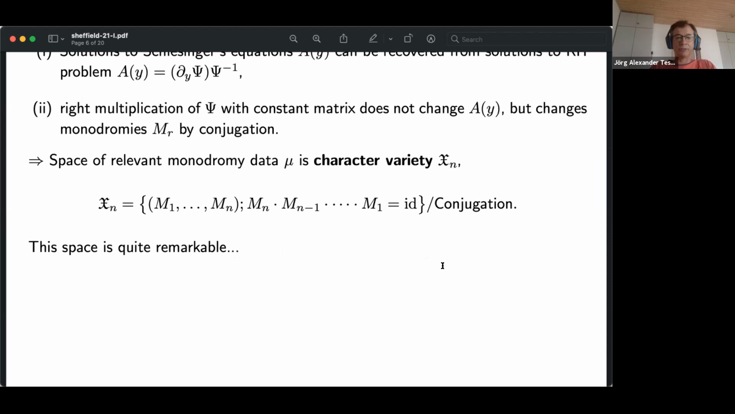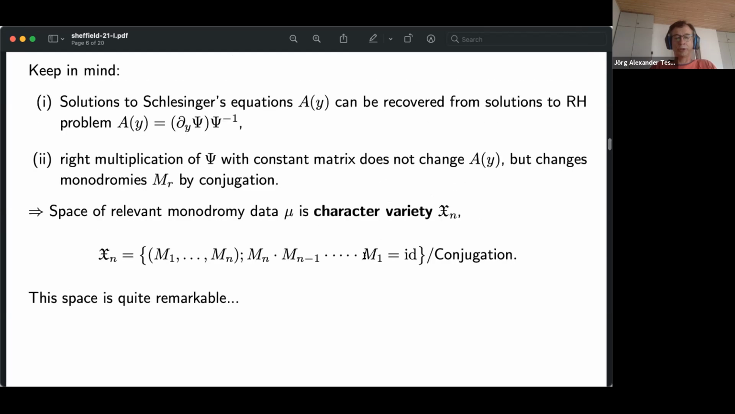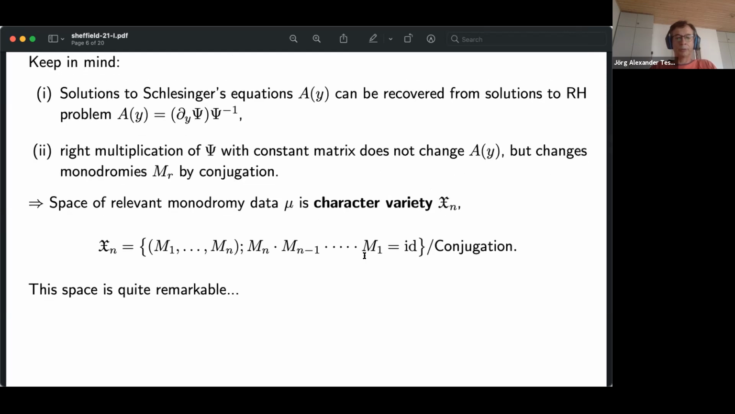Yeah, and the space which is defined thereby, this quotient space, is called the character variety. And that is in some sense a natural definition for what you call the space of monodromy data, or the space of initial values, or the space of solutions for Schlesinger's equations. So this really parameterizes inequivalent solutions to Schlesinger's equations.